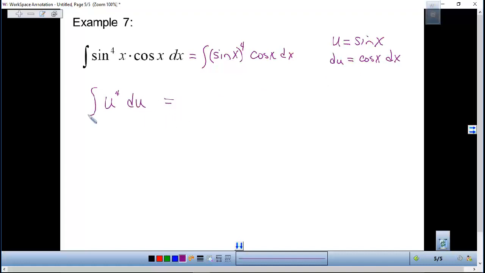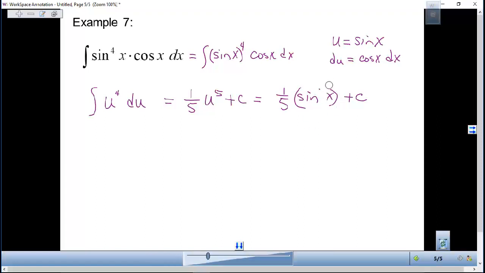All right, and then once you get there, it's just a power rule problem. So you're going to increase that by 1, divide by the same thing. You end up with 1/5 u to the fifth plus c. Plug in your u, you get 1/5 sine to the fifth x plus c. And guys, you could also have left that as sine x to the fifth power. Either one of those is perfectly okay. They are two ways of writing the exact same thing.